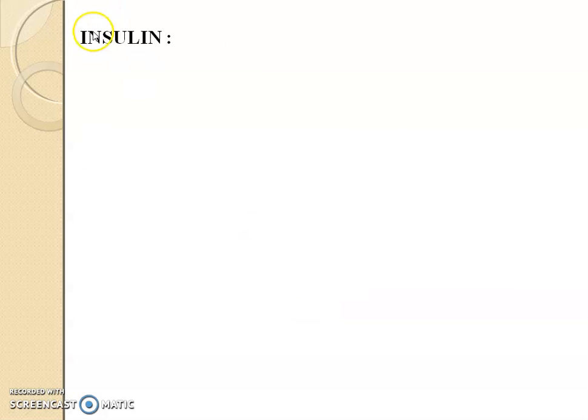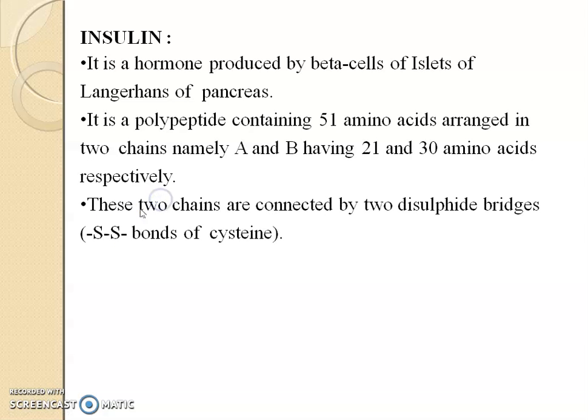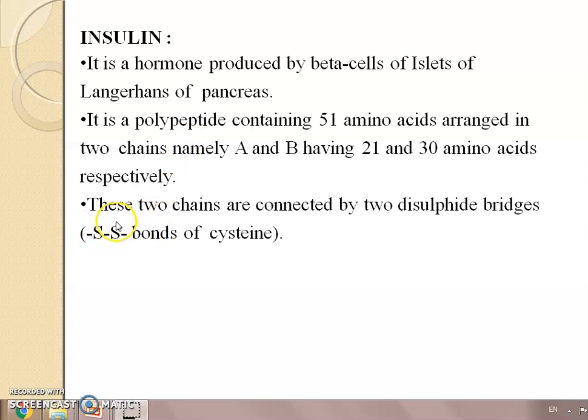Now we see the first example. Now we see about insulin. It is a hormone produced by beta cells of the islets of Langerhans of the pancreas. It is a polypeptide containing 51 amino acids arranged in two chains, namely A and B, having 21 and 30 amino acids respectively. These two chains are connected by two disulfide bridges.